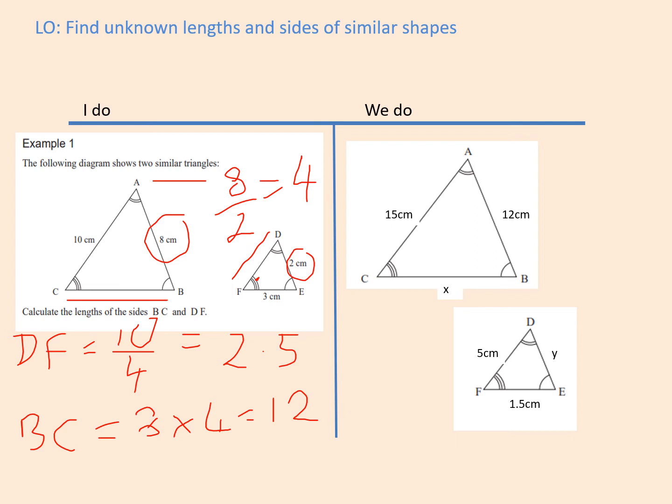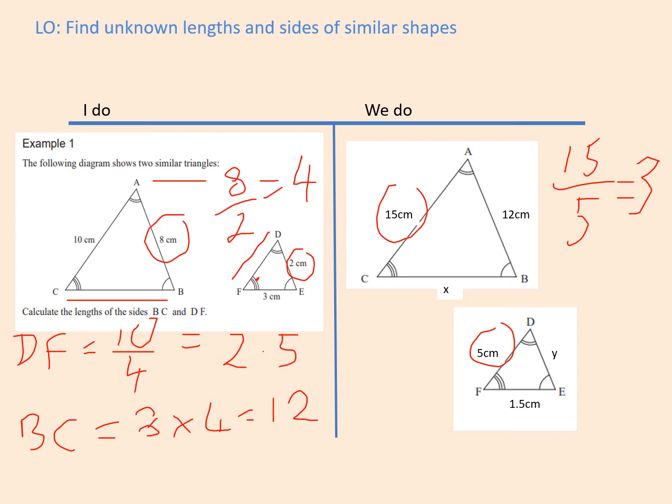Have a go at the window. What is the factor there? Pause the video while you have a go. You're looking for the side X and Y, so that's BC and DE. Okay, we have 15 divided by 5. That's 3. Okay, so let's look at this one.